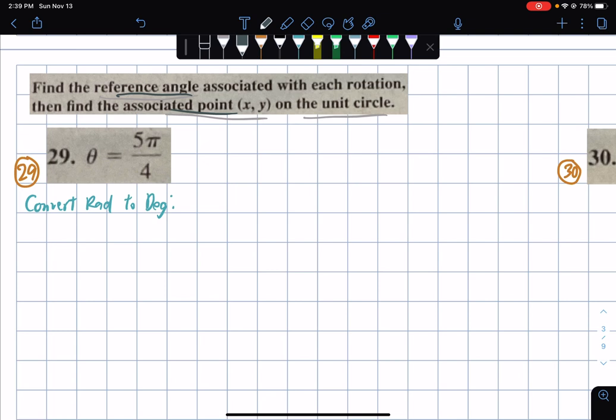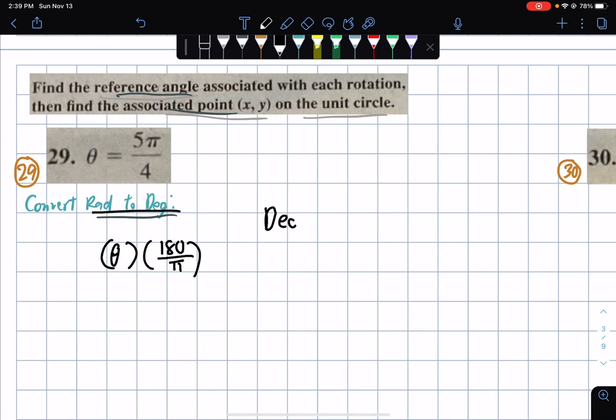The first thing we need to do is convert theta from its current state, radians, to degrees. There are two formulas. If you want to convert from radians to degrees, we multiply theta by 180 over pi. If we want to convert from degrees to radians, it's the inverse: theta multiplied by pi over 180. Please take note of this. It's going to be pretty useful, and you won't have to stress too much about it once you've memorized it.